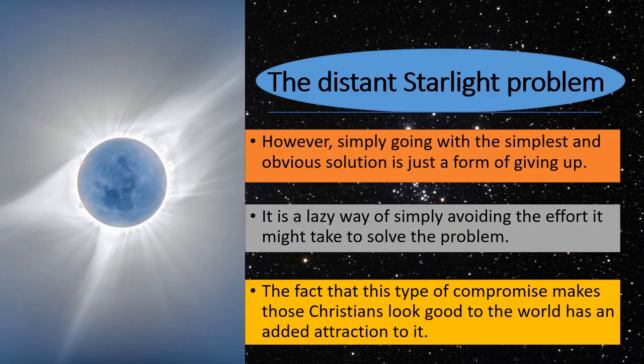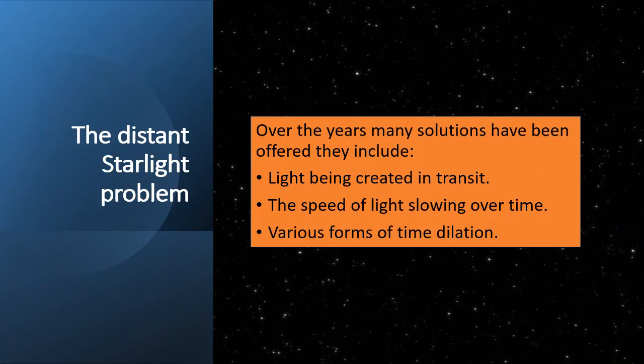It is a lazy way of simply avoiding the effort it might take to solve the problem. The fact that this type of compromise makes those Christians look good to the world has an added attraction to it. Over the years, many solutions have been offered, and they include light being created in transit, the speed of light slowing over time, and various forms of time dilation.